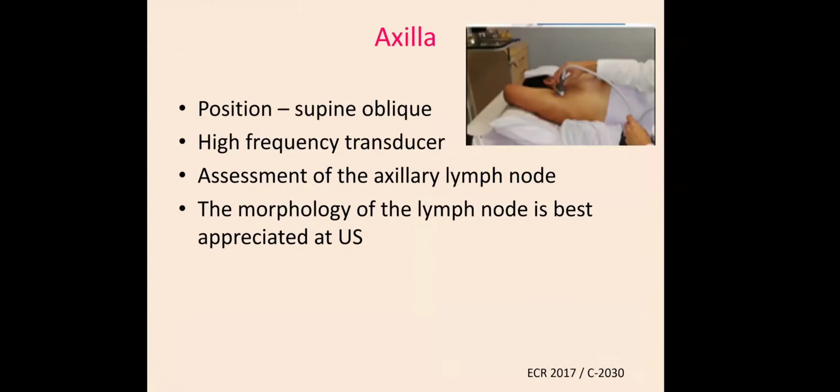The breast ultrasound examination is not complete without examining the axilla. So for the axilla, again, the position is the same. You have to put the patient supine oblique and put her hand above the head, so your axilla area gets stretched and your probe will be nicely in contact with the skin. Again, you have to use a high frequency transducer.